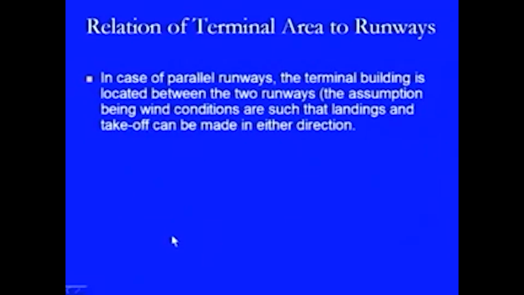Further, if parallel runways are being provided at an airport, then the terminal building can be located between those two runways, and we have seen one of the airports with this type of condition where the terminal building was provided between the parallel runways. And here the assumption will be that the wind conditions are such that landings and takeoffs can be made in either direction.